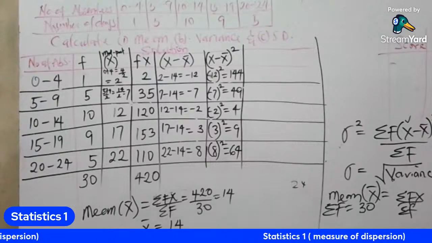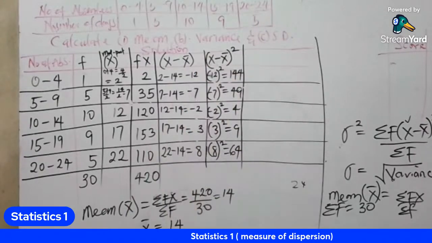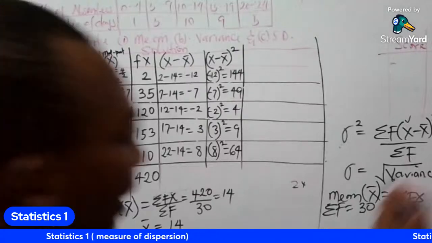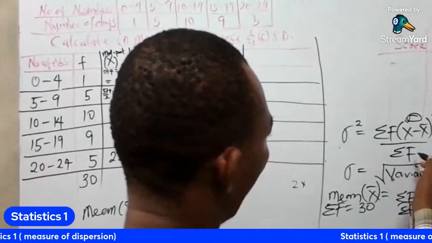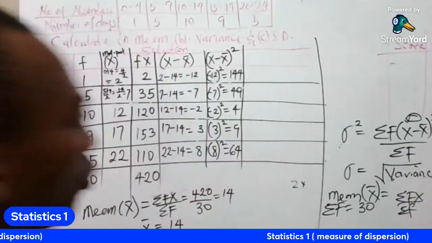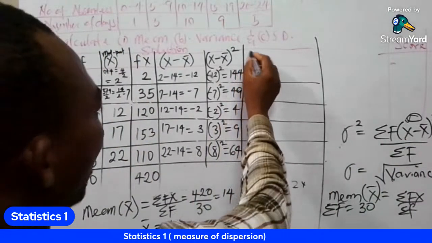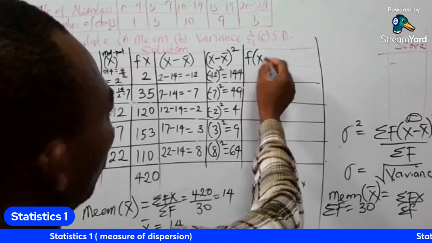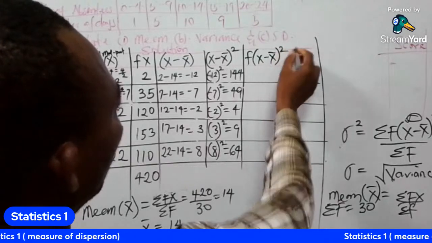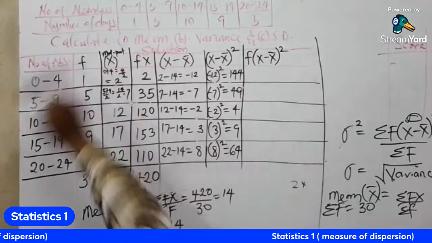So at this junction now, you have got your x minus x bar all square, and we are almost through with the formula. We have gotten the whole thing in this bracket. So we are now moving to multiplying it with the frequency. Here now, it is just for you to multiply everything you have here by the frequency.